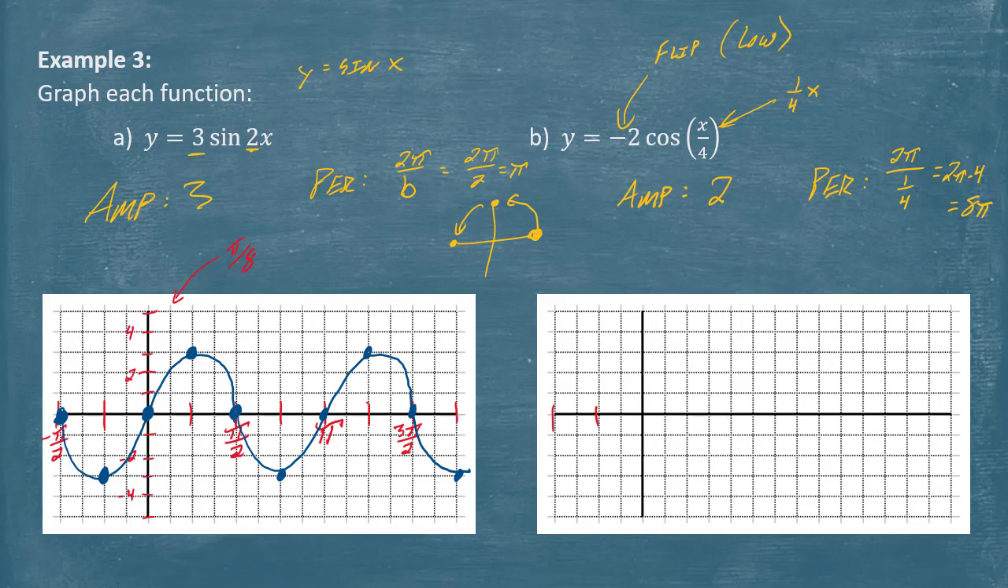So just like before, I'm going to use every other line on the x-axis, and then y-axis wise, with my amplitude being 2, I feel like I can probably just count by ones and call it good.